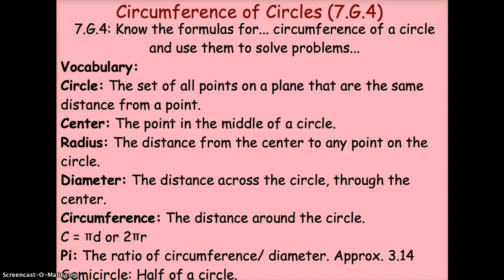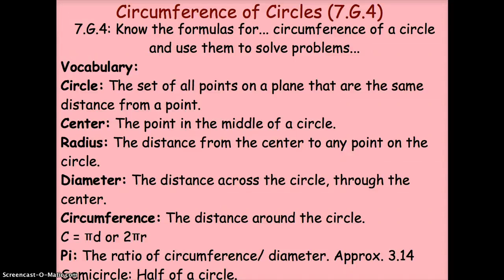Our standard today is 7.G.4. Remember that means 7th grade Geometry Standard 4. And for this standard, the portion that we're going to be doing is know the formulas for circumference of a circle and use them to solve problems.